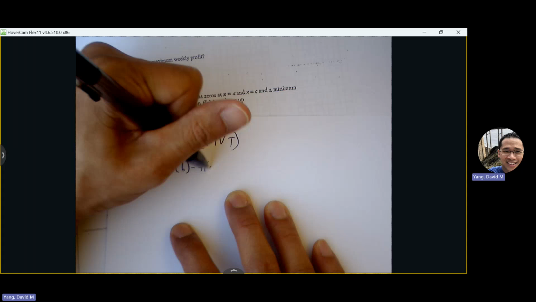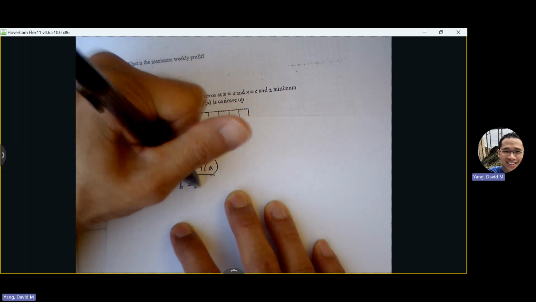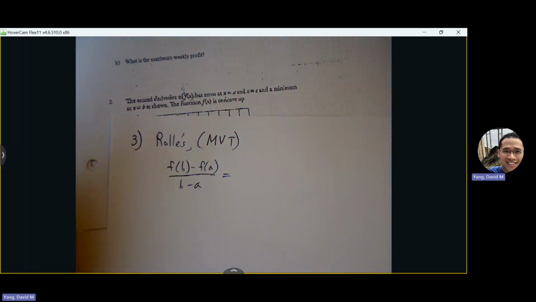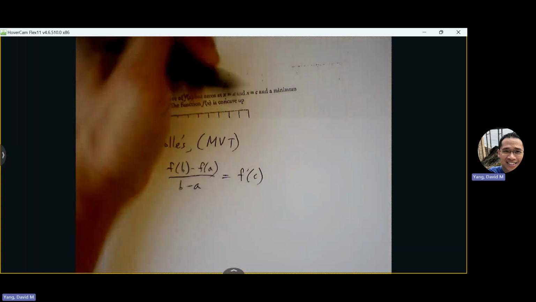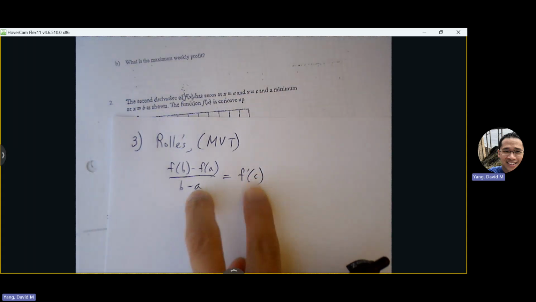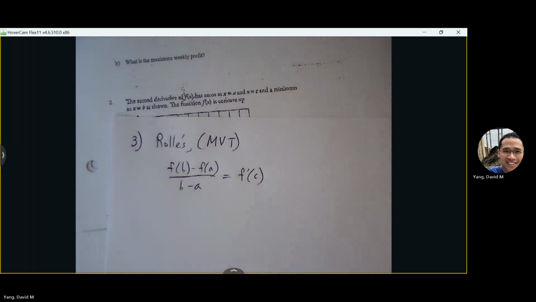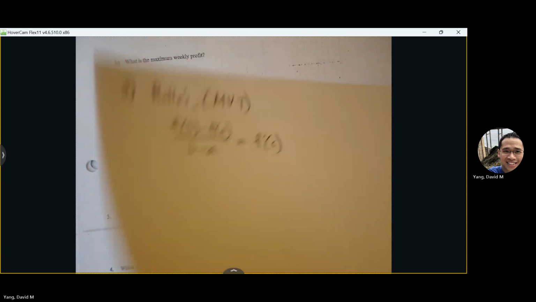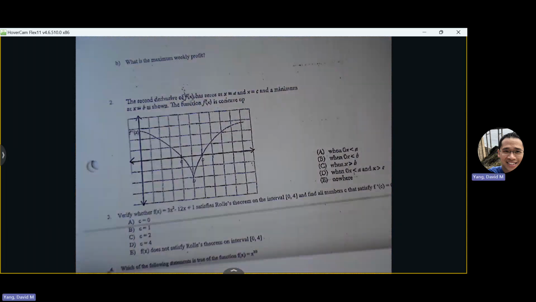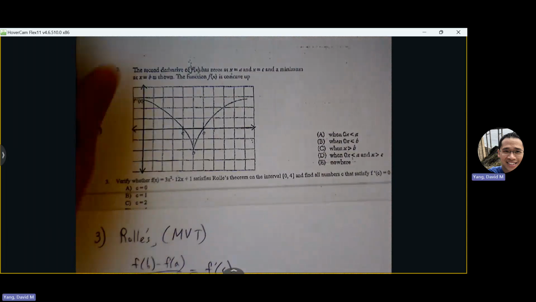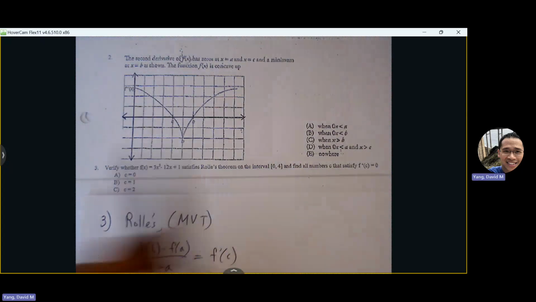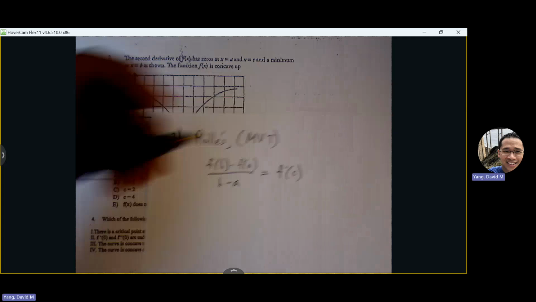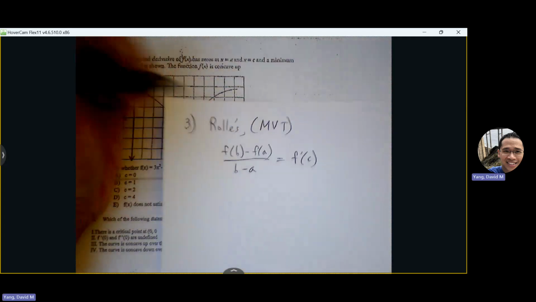Here's the formula here. You're going to find your endpoints, find the slope between the endpoints, and then you'll set that number aside. That's going to be your slope value that you're trying to guarantee. And then separately, you're going to find the derivative. And then in the end, you're just setting them equal to each other and solving for x. So number 3, verify that Rolle's theorem applies and find all the numbers that satisfy f prime of c is equal to 0. Okay, so let's go from the beginning here.